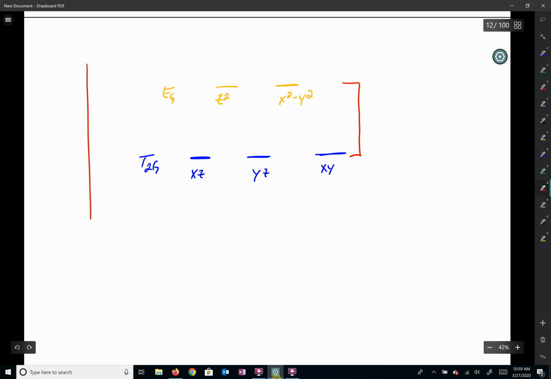Okay, cool. So here are my orbitals. Right, here's my T2G set, and here's my EG set. So z squared, right, x squared minus y squared, and xz, yz, right, and xy, okay? Remember, we're dealing with energy, right?